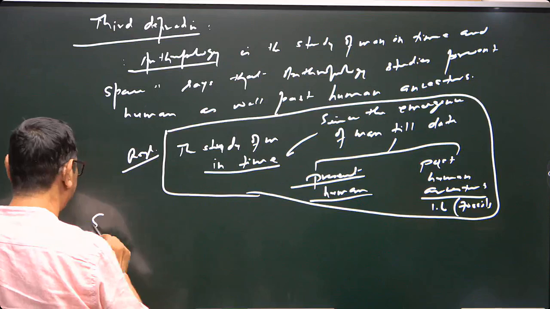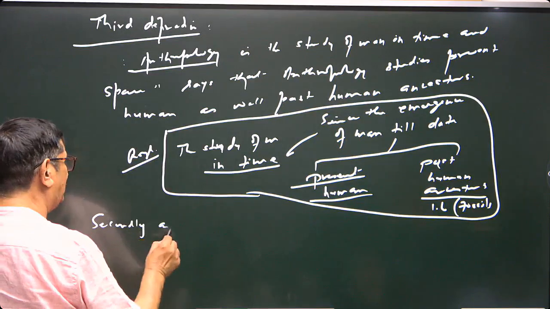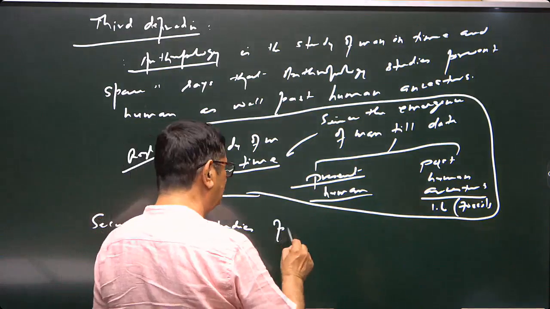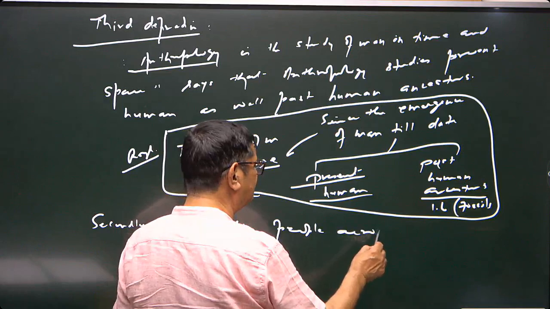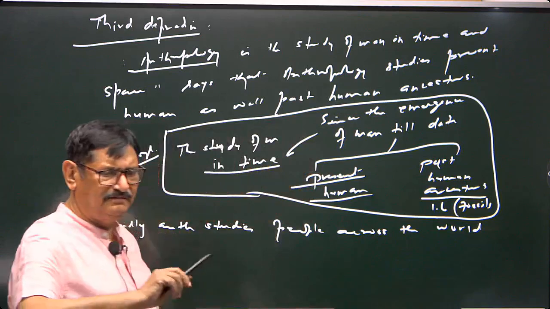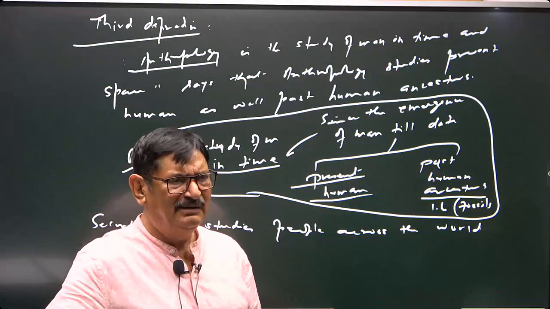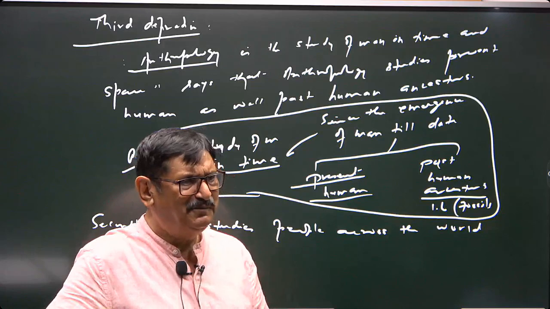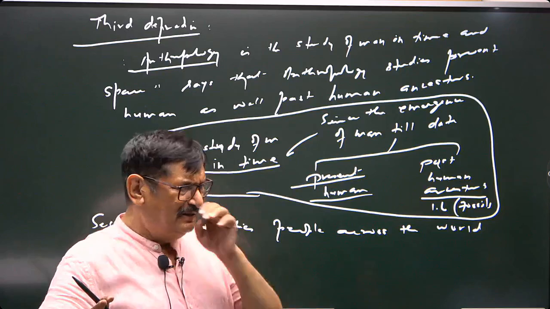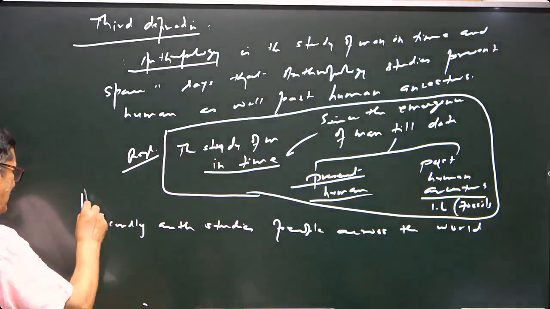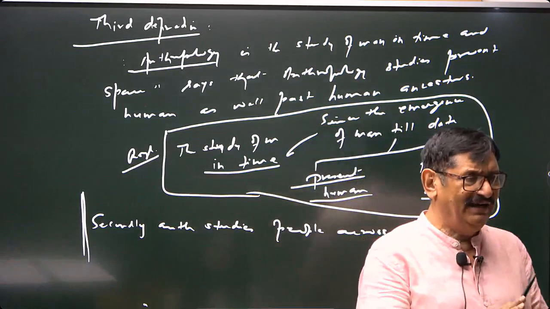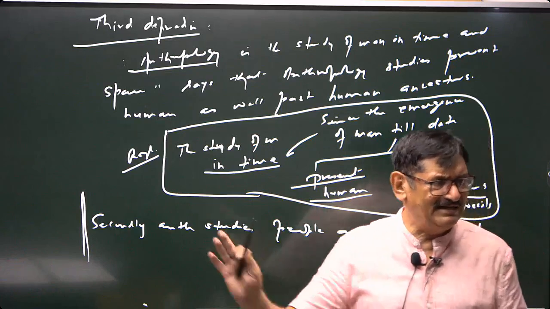Secondly, anthropology studies people across the world. Anthropology not only studies people of a particular region, people of India, but the people of the whole world. So now you see the two questions in Haskovits' definition, a study of man of when and a study of man of where, have been answered in the third definition.